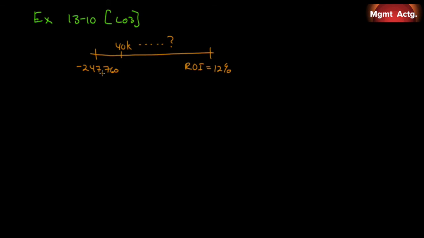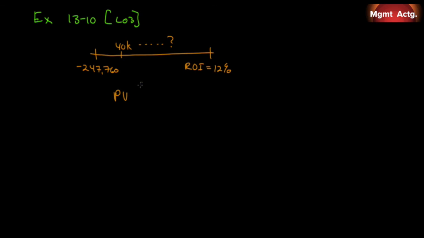So I've modeled it here. We are going to spend $247,760. Our ROI is 12%. It'll generate $40,000 in cash inflows, but we don't know what our N is. We know everything else. We know what our present value is. We know our future value is zero. We know our IY and we know our payment, but we don't know when.